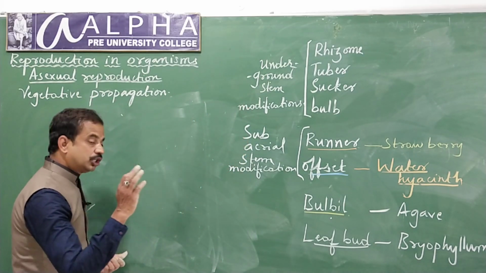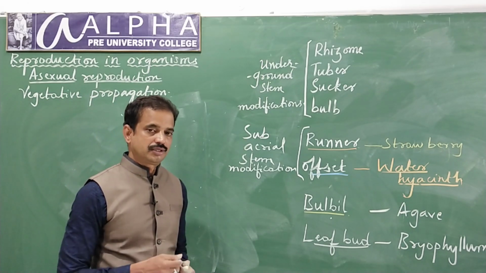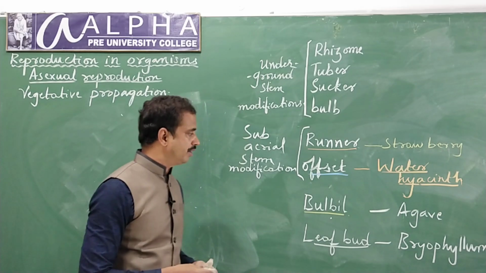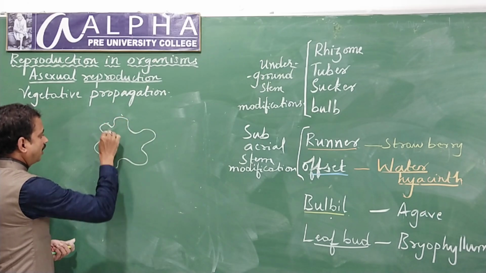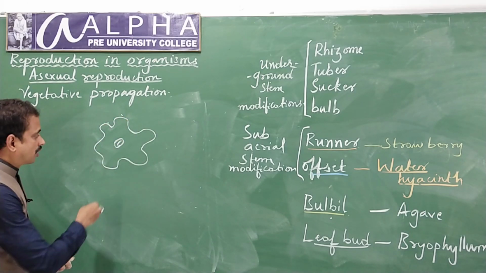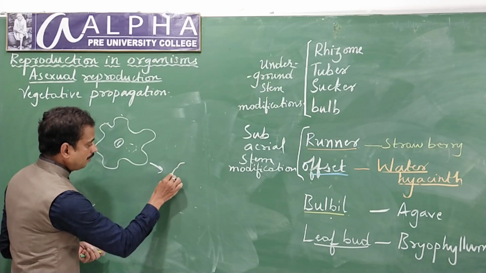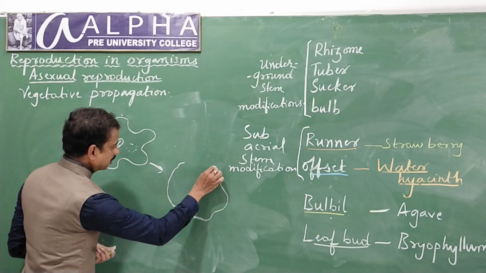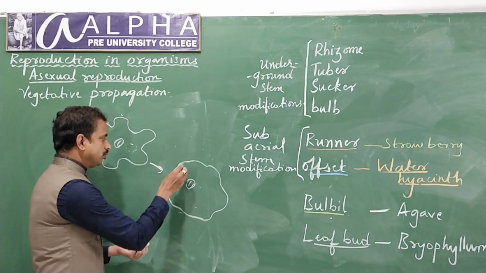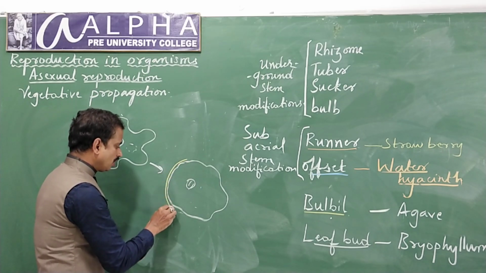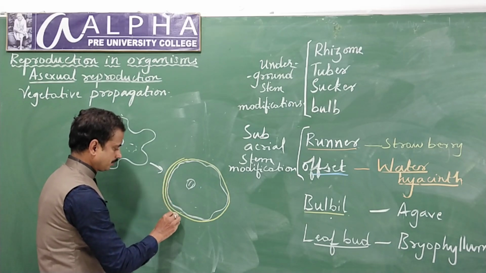During favorable condition, amoeba reproduces by binary fission. But during unfavorable condition, what happens? Amoeba is like this. It has got pseudopodia and all, nucleus, contractile vacuole is there. So during unfavorable condition, what happens? The amoeba withdraws its pseudopodia, like this, and produces a 3-layered cyst over it, 3-layered cyst.